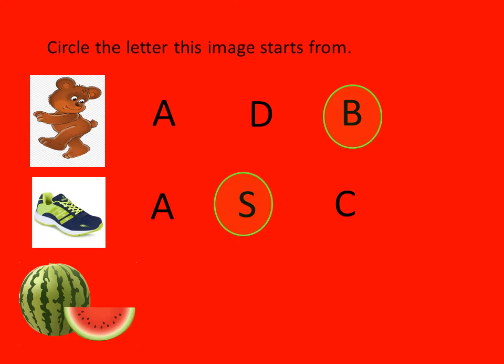Next picture is watermelon. Red watermelon. It is W for watermelon. W, T, F. So it is W for watermelon.